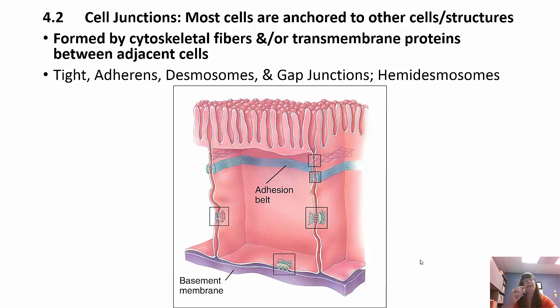First, we're going to talk about cell junctions. So most cells have to be anchored to other cells or structures, and how they do that is by cytoskeletal fibers and transmembrane proteins forming these particular junctions. We have tight junctions, adherens, desmosomes, gap junctions, and hemidesmosomes.